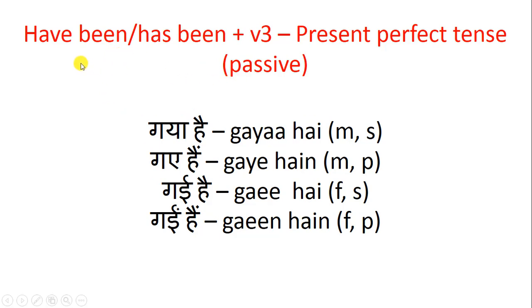Okay, that is has been and have been plus verb in its third form in English. For this sentence structure, we will be using these in Hindi. Gaya hai for masculine singular, gaye hain for masculine plural, gayi hai for feminine singular, and gayi hain for feminine plural. Okay, now let us look at few examples and try to understand how to convert or translate them to Hindi.